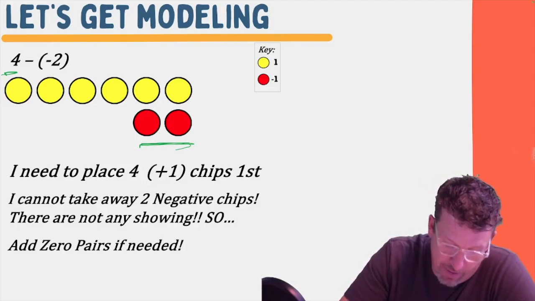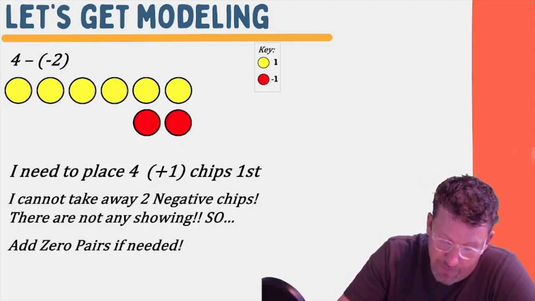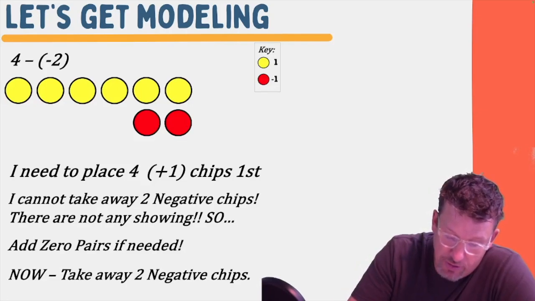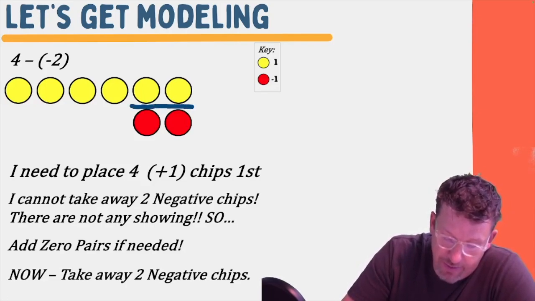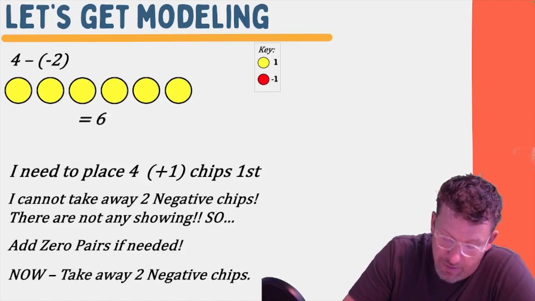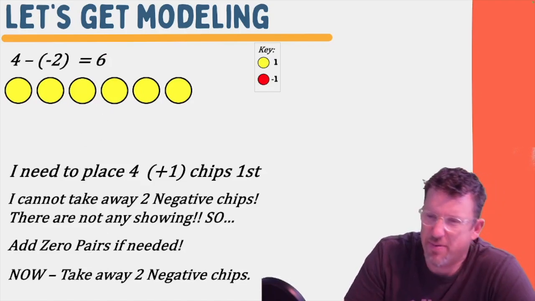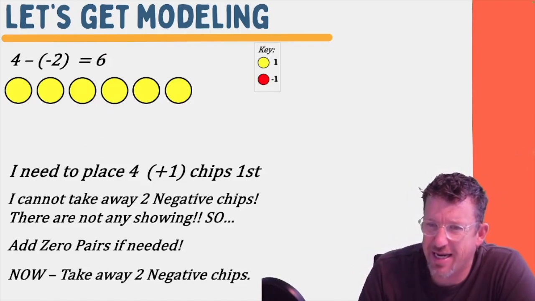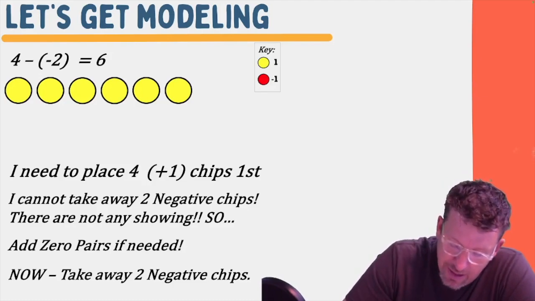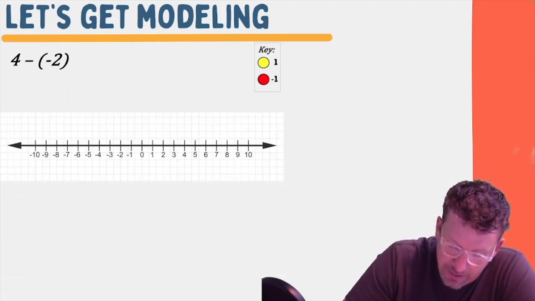All right, so what do we do then? Let me erase my markings. So at that point, now take away the 2 negative chips. So I'm going to take the 2 away. Boom. See ya. And then whatever's left over is my answer. I have 6 yellow tiles. And that may be weird to you. Like, how can I take a -2 away from something and get a 6? Well, let's check it out here. Maybe this makes a little better.